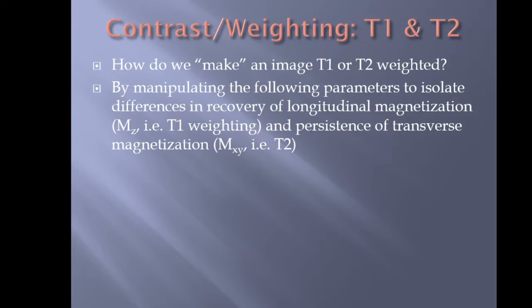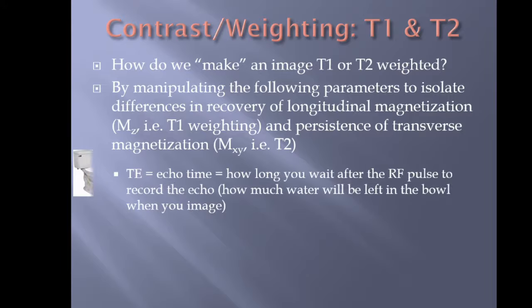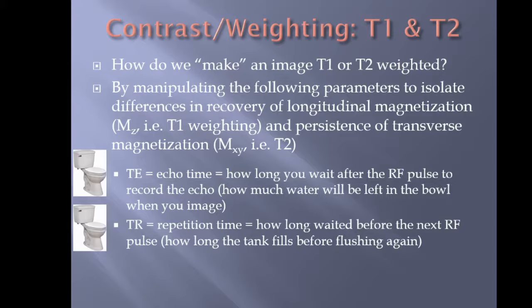So how do we make a T1 or make a T2? It's by manipulating the different parameters in order to isolate the differences in T1 and T2. Okay, so the echo time, think back to the toilet. The echo time is how long you wait after flushing, after the RF pulse, to see how much water is in the bowl. The TR time is how long you wait before the next RF pulse, how long you wait before it flushes.